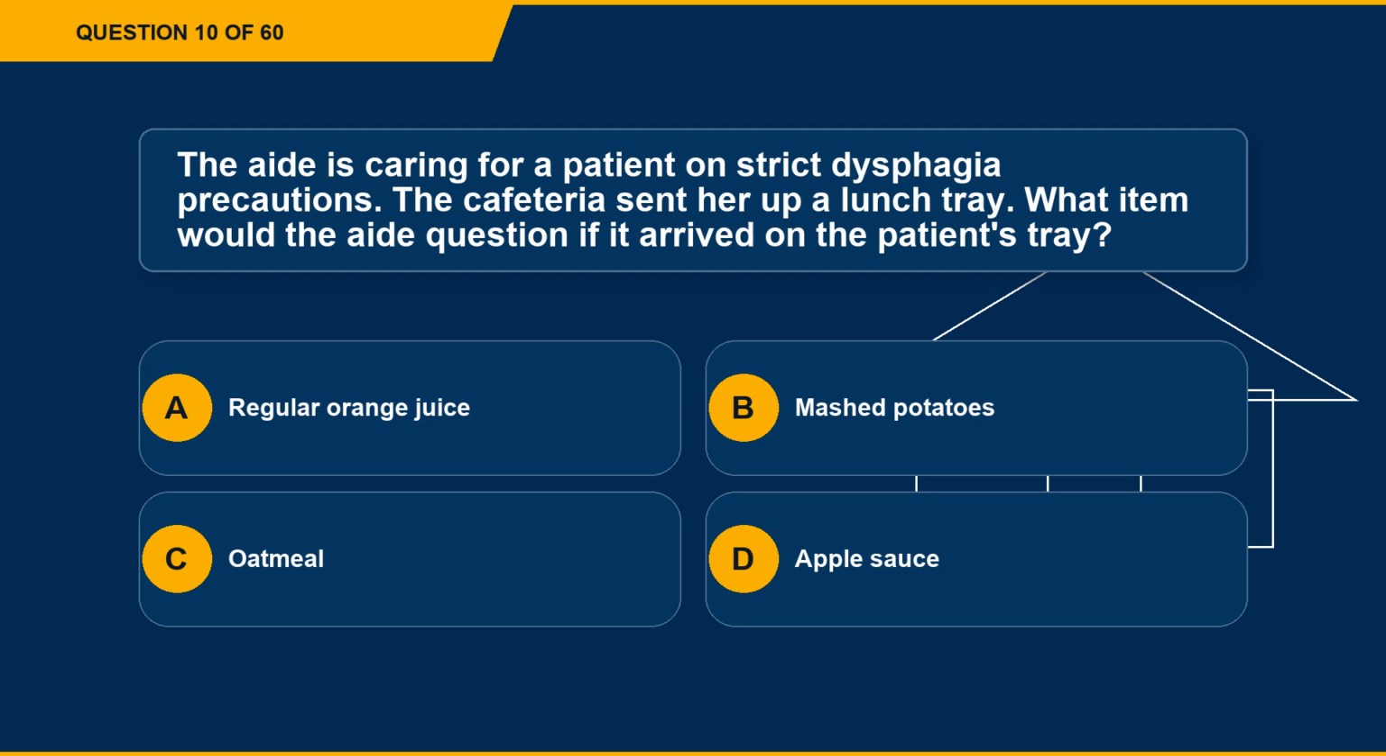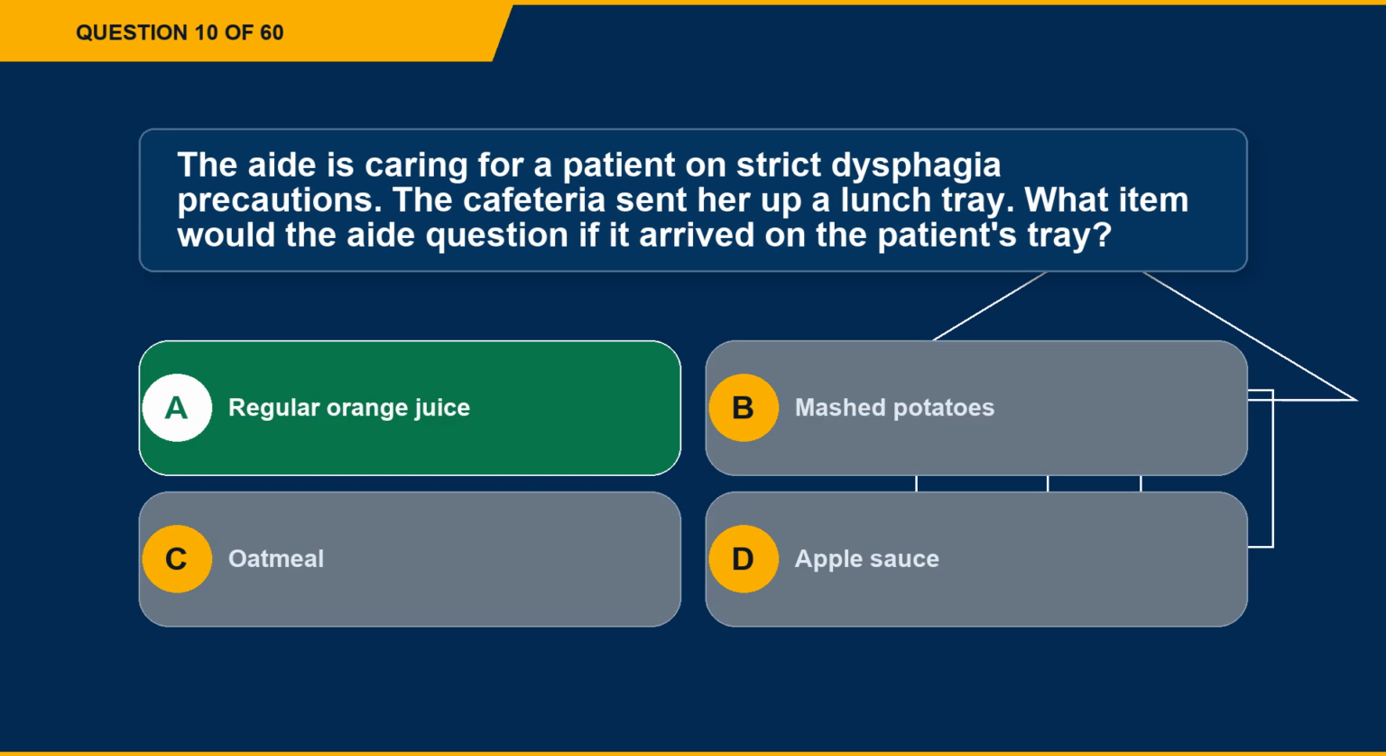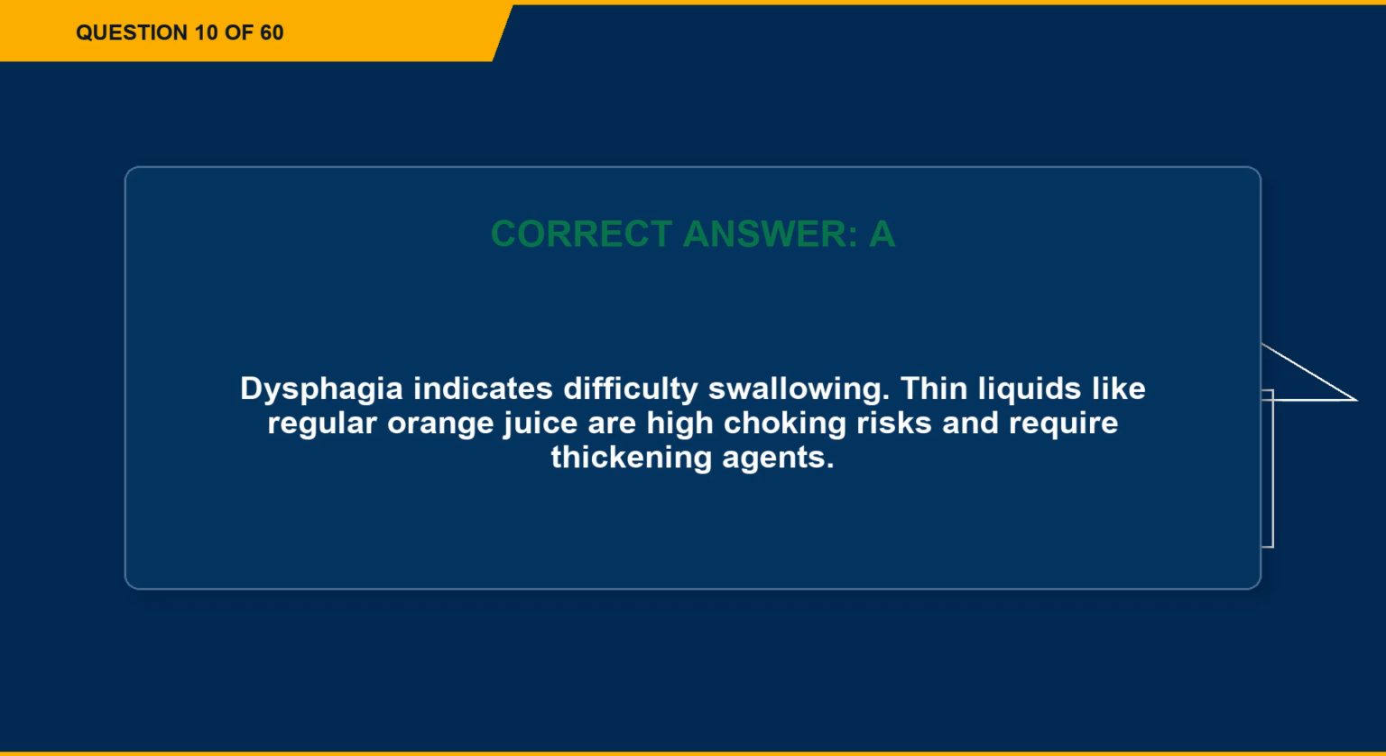Option A, regular orange juice. Option B, mashed potatoes. Option C, oatmeal. Option D, applesauce. The correct answer is option A, regular orange juice. Explanation. Dysphagia indicates difficulty swallowing. Thin liquids like regular orange juice are high choking risks and require thickening agents.